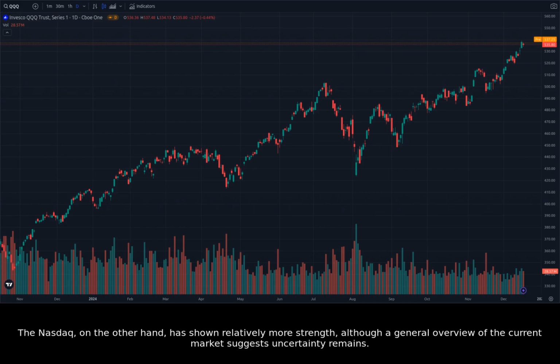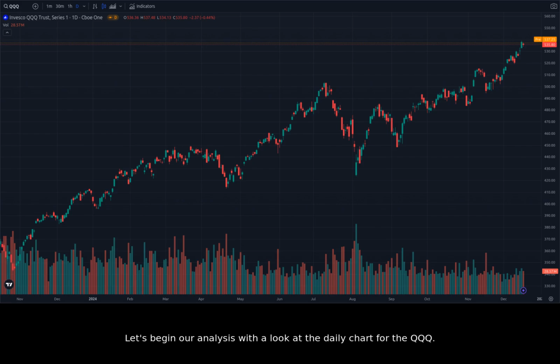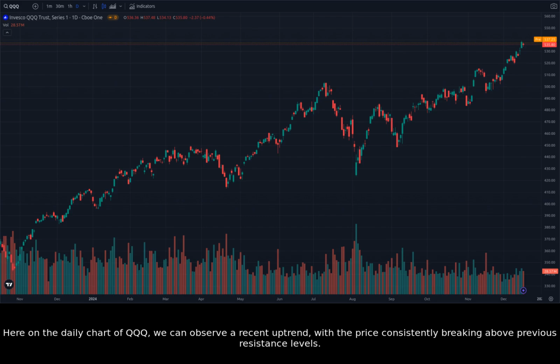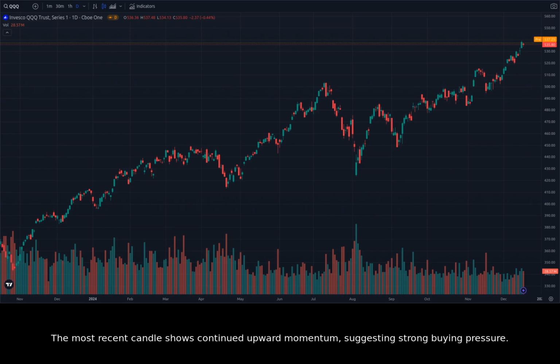The Nasdaq, on the other hand, has shown relatively more strength, although a general overview of the current market suggests uncertainty remains. Let's begin our analysis with a look at the daily chart for the QQQ. Here on the daily chart of QQQ, we can observe a recent uptrend, with the price consistently breaking above previous resistance levels. The most recent candle shows continued upward momentum, suggesting strong buying pressure.